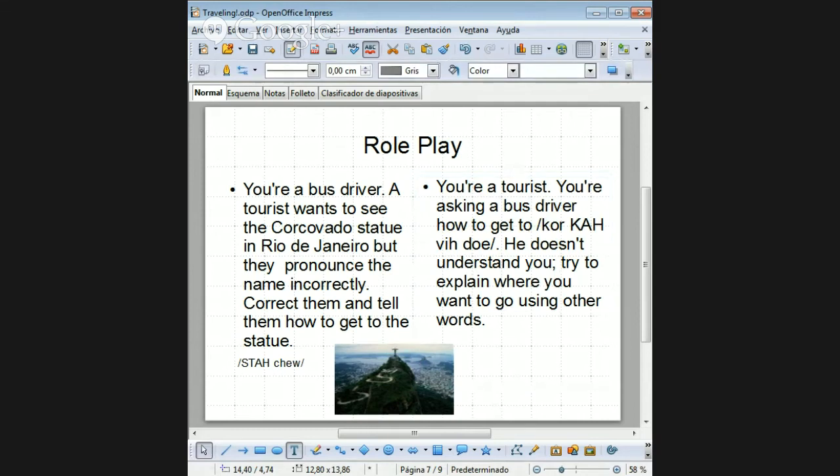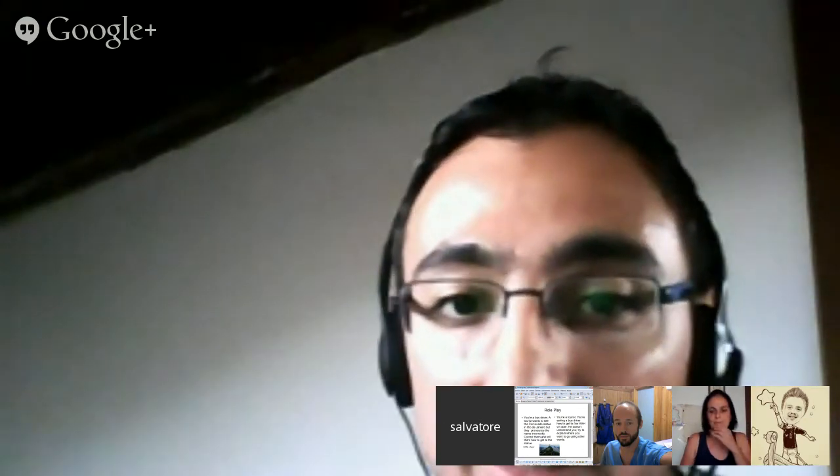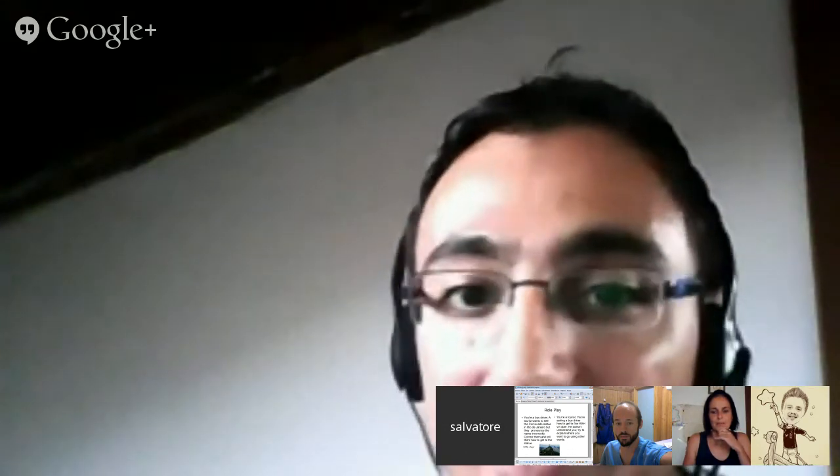Okay, so it's the picture at the bottom of the page. It's that statue. It's the statue of Jesus. Jesus. Okay. I want to see the statue of Jesus in Rio de Janeiro. Can you tell me where I can find this place? Sure, but this is not the right, the correct bus or the right bus. Either. Ah, okay. Either the correct bus.